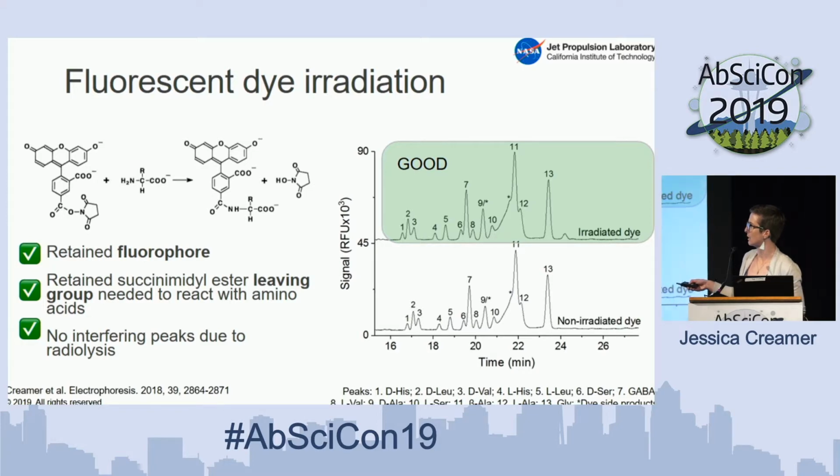So this is a pretty labile chemical because it's needed to react with the amino acids, but it was able to retain the labeling efficiency. And then even better than that, there were no additional peaks formed. So this is a fluorescent molecule. When you start to irradiate it and it starts to degrade, it can turn into other fluorescent molecules that can interfere with our separation. And we didn't see that, so this was really great.